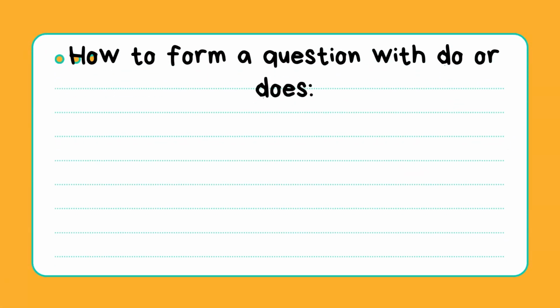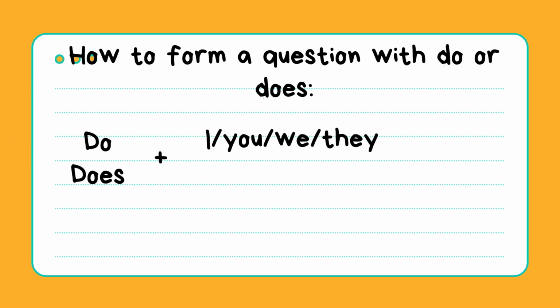Let's go over how to form a question with do or does. We start with the verb do or does. Then we add the subject. Remember, for do, we use I, you, we, they, or a plural noun. For does, we use he, she, it, or a singular noun.